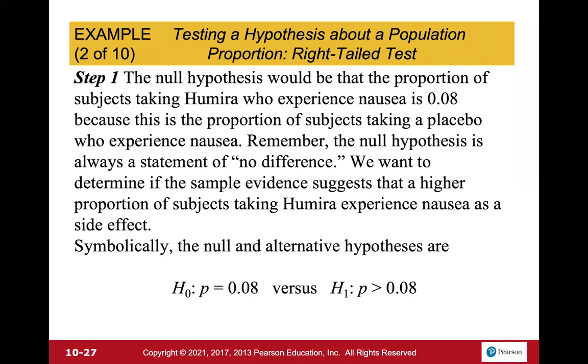All right, so step one, the null hypothesis would be that the proportion of subjects in the Humira group who experience nausea is 0.08, the same as the proportion of subjects taking the placebo who experience nausea. Remember, the null hypothesis is always a statement of no difference, so it's equal to. We want to determine if the sample evidence suggests that the proportion of subjects taking Humira who experience nausea as a side effect is greater than that. So we want to see if it's a higher proportion of them. Symbolically, the null hypothesis and the alternative are these here.